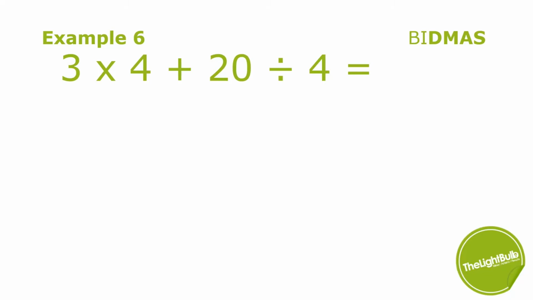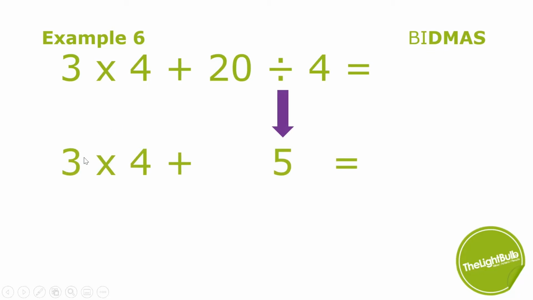So we've got three different operations here. We have multiply, we have add, and we have divide. Now, according to BIDMAS, we need to do the divide first of all, because it's first in the sequence. So the division is 20 divided by 4 gives us 5. So let's rewrite that on the line beneath. We now have 3 times 4 plus 5. So let's look at this line afresh. And we've got two operations now. We've got multiply and addition.